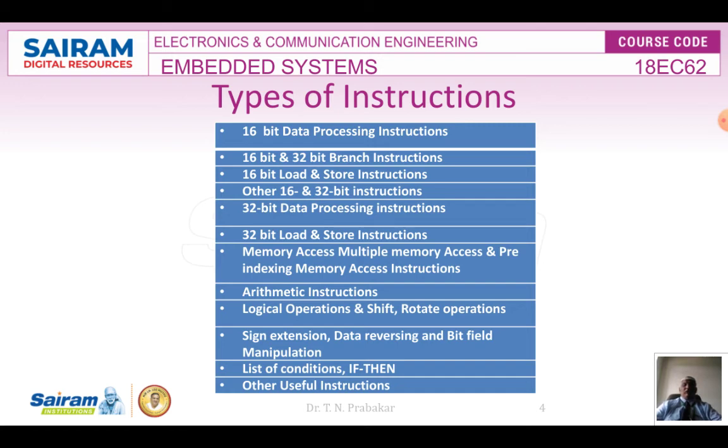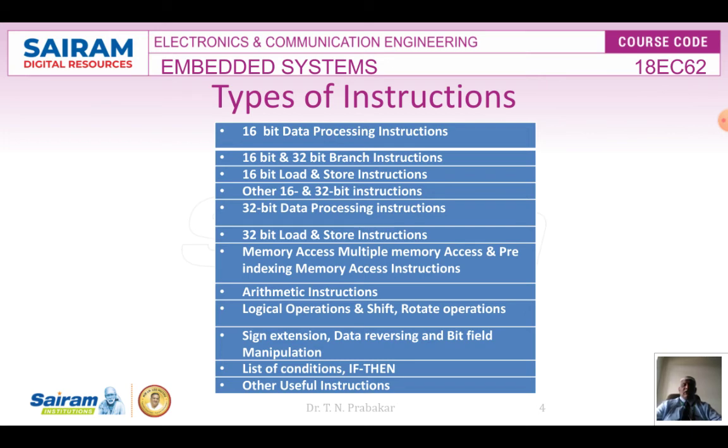Then the 16-bit and 32-bit branch instructions. I want to transfer the control from one location to another location in my program, say from one address to some other address. Something like if-then, or you will be writing goto or something like that in your C code. In a similar way, we can transfer the control from one location to some other location, and for that purpose we use the branch instruction. Again there are 16-bit as well as 32-bit branch instructions available.